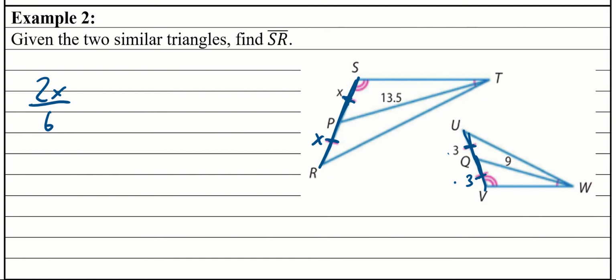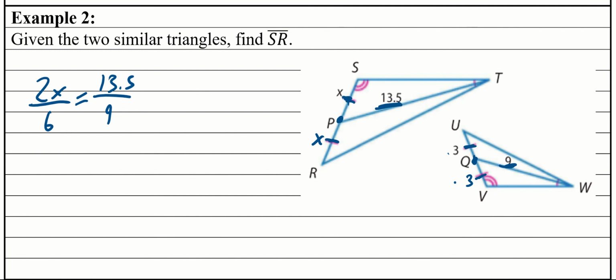And I know these lines inside there are medians because I see they go to the midpoint of the opposite side. Those two segments are marked for me there. So if I want to set up a proportion, I can say 2x over 6 is going to equal the same thing as this median, 13.5, over this median, which is 9. Sometimes you're not going to be able to find the scale factor, but you can always set up the same proportions with one another.